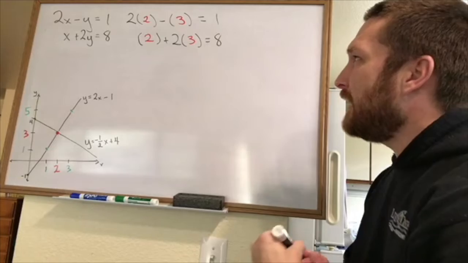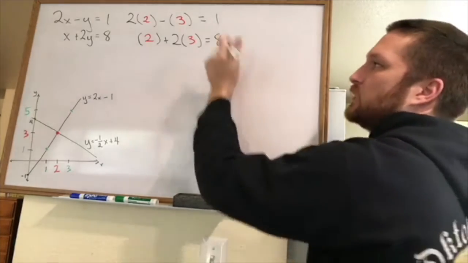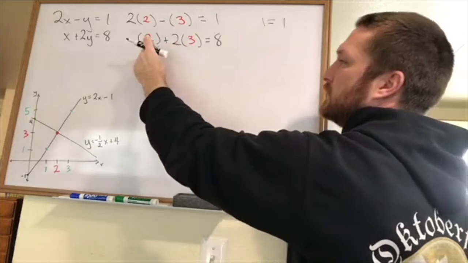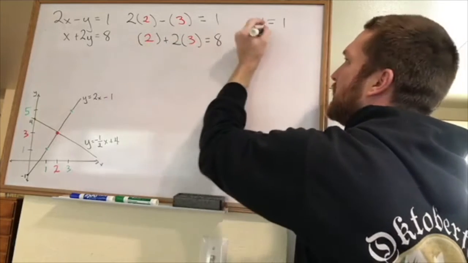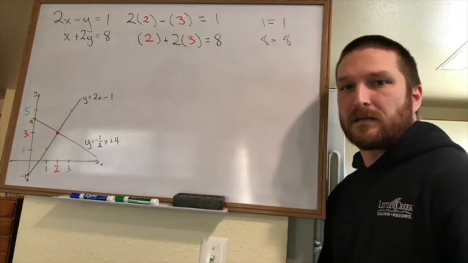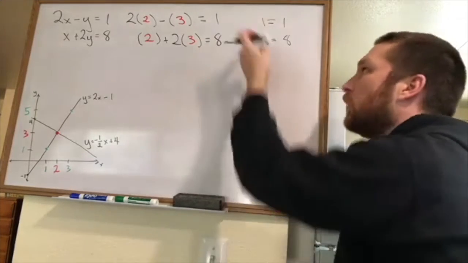So what do we have here? Well, again, we have something stupid. This just says 1 is equal to 1. This just says 2 plus 6, well, that's 8. 8 is equal to 8. Obviously, that's true, right? 8 is equal to 8. 1 is equal to 1.